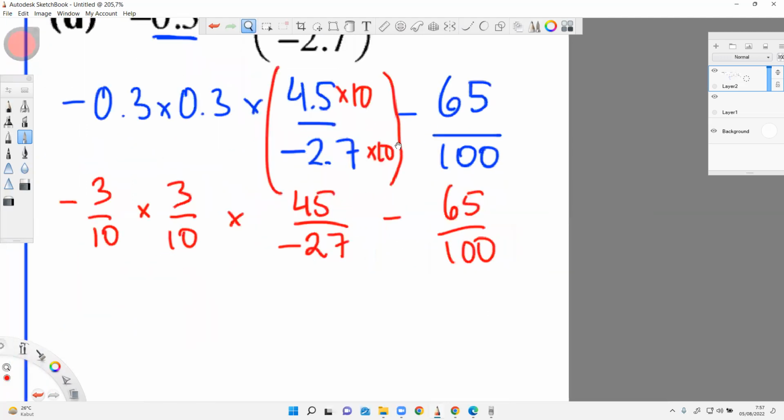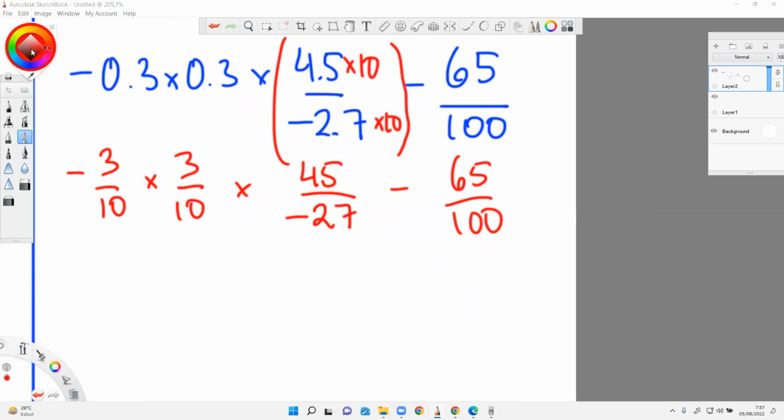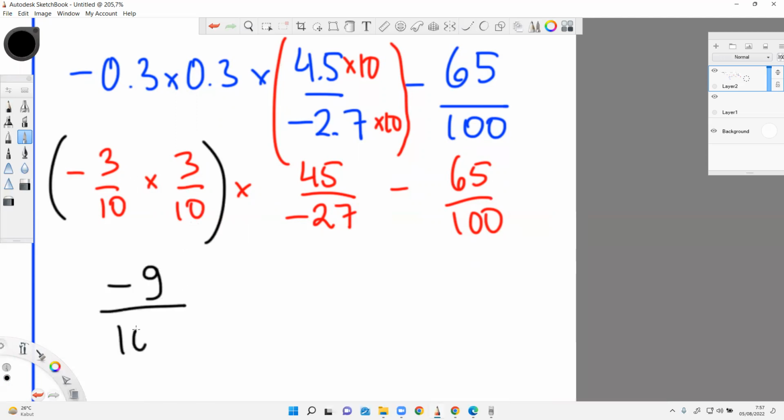Okay, so by the order of operations, what part do you want to do? Multiplication. Oh, we have two multiplications now. Which first? The left one. Negative 3 times 3, negative 9, right? Over 100 times. Oh, we can simplify the 45 and 27, guys. What do you want to divide by? 9. So 5 over negative 3. Got it?